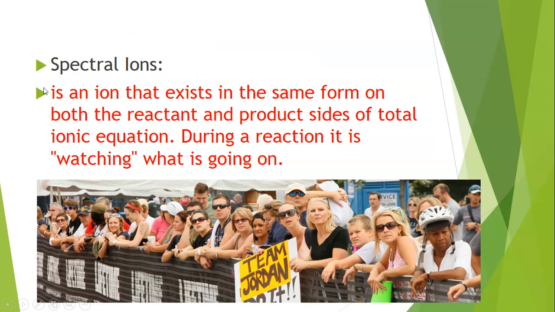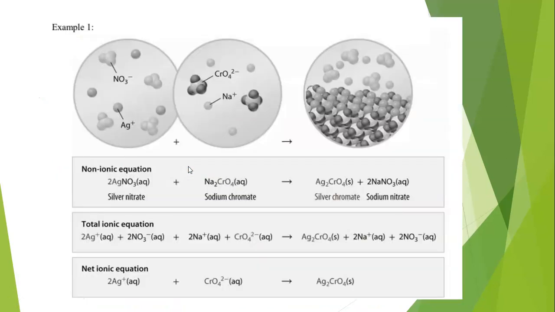There's one more thing here called spectator ions. It's an ion that exists in the same form on the reactant side as the product side. Just as I have my spectators here, in many chemical equations you have ions that aren't doing anything other than just being present. So here's an example that you can look at.